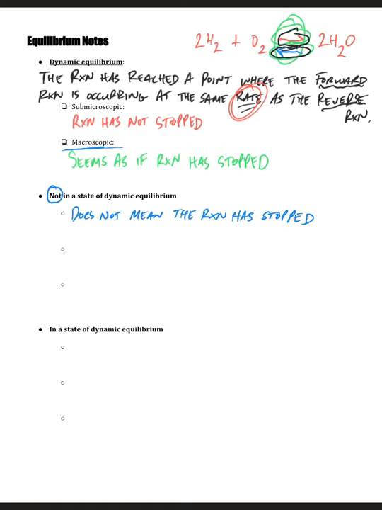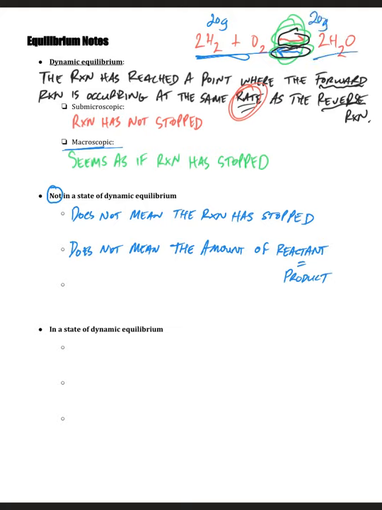Misconception number two, and this is probably the biggest one: it does not mean the amount of reactant equals the amount of product. Meaning if you had a certain amount of reactant, 20 grams, just say a random number, it does not mean at equilibrium you have 20 grams of product. That is not what equilibrium is. Equilibrium is that those reactions are occurring at the same rate, and we'll talk more about what that means as we move through these notes.